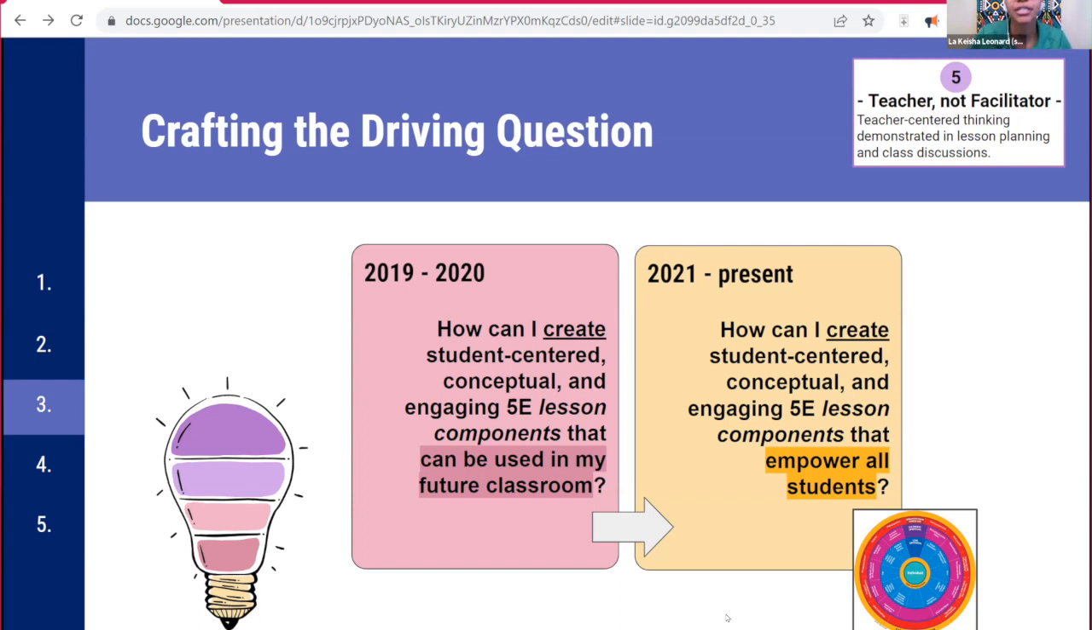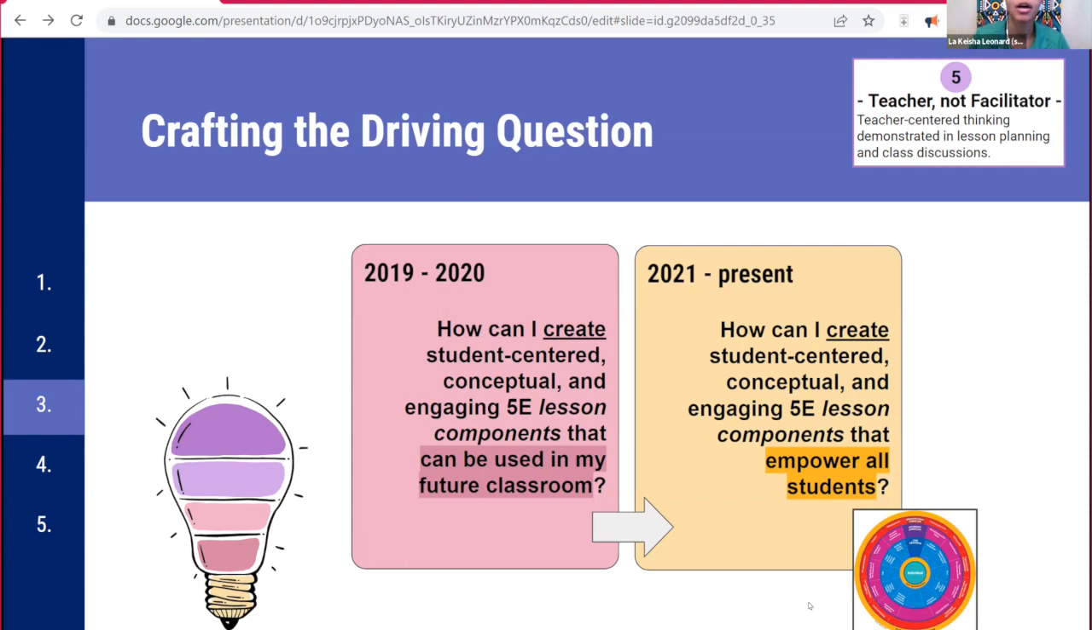And so I changed it so that they are creating these 5E lesson components to empower all students. Okay. And I used a diversity wheel. If you Google search YMCA diversity wheel, it's a really great tool. So I used it as an icebreaker for my class, and then a way for us to talk about equity and diversity and inclusion, but then also for them to see the different identities of students, that they're more than just what you see on their external.